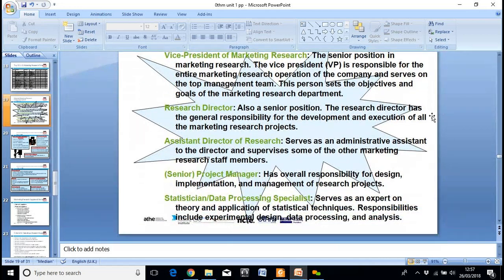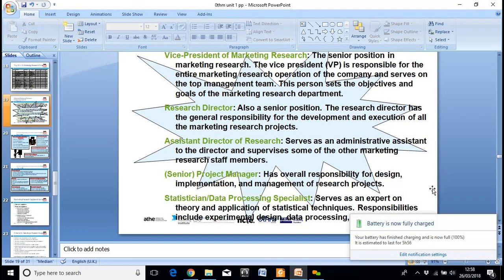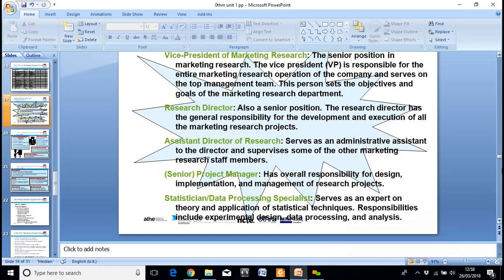The director also has a senior position. He has general responsibility for the development of marketing research projects. The assistant director serves as an administrative assistant to the director and supervises some of the other marketing research staff members. The project manager has overall responsibility for design, implementation, and management of research projects. And the statistician, he will cover all the data collection and how it's processed. Nowadays, that's somebody with a good grip on IT processes.